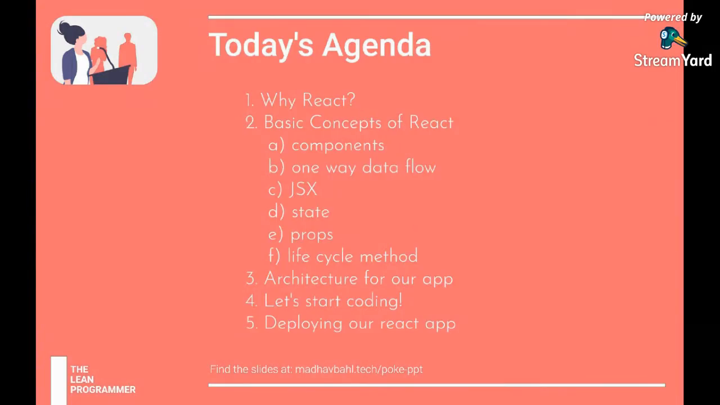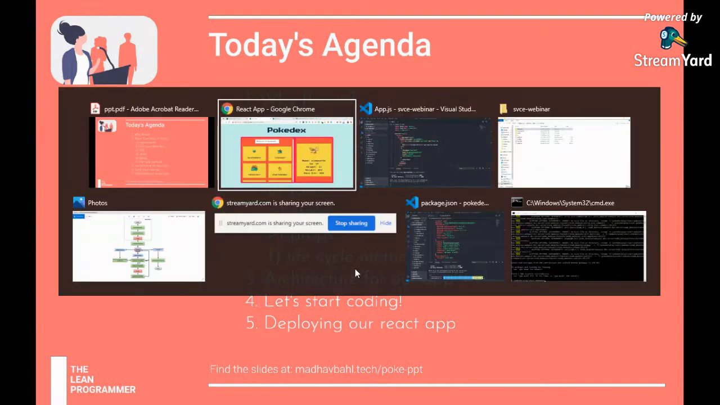I hope you are able to understand the basic concepts. The components are clear. Components are any components which we can divide our screen into. One-way data flow, only child to parent, not between siblings. JSX is basically HTML inside JavaScript. State, any data which we want to render on screen, which can change with time. Props is values which are passed from parent to child. And life cycle methods, the one last thing basically.